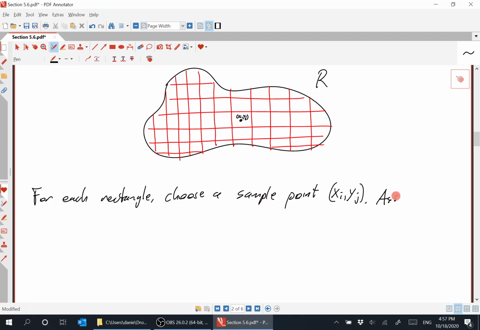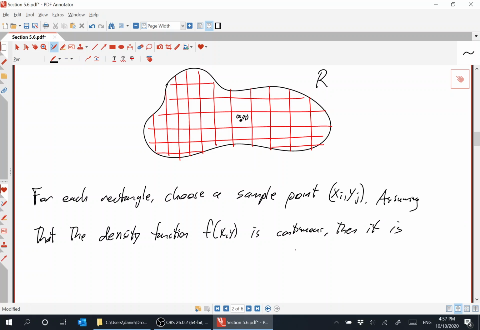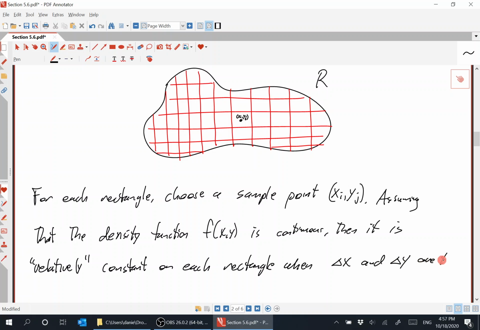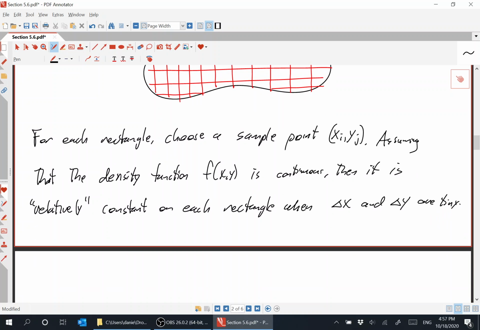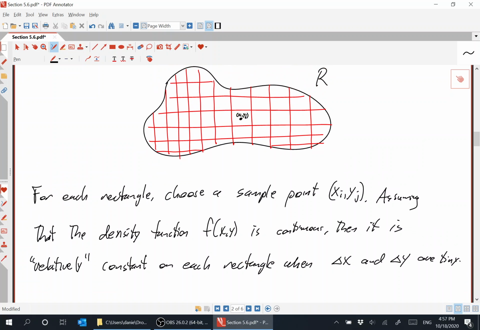So assuming that the density function f(x,y) is continuous, then it is relatively constant on each rectangle when delta x and delta y are tiny, right? Which is the situation that we're looking at, because we're going to let delta x and delta y both go to 0. So as long as this is really tiny, f doesn't vary very much on that little rectangle.